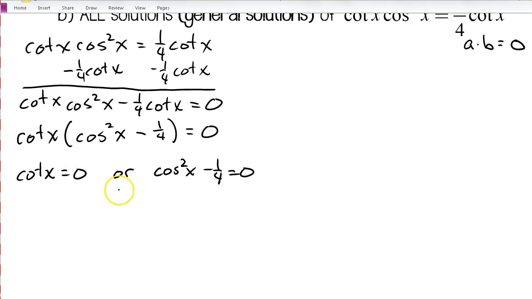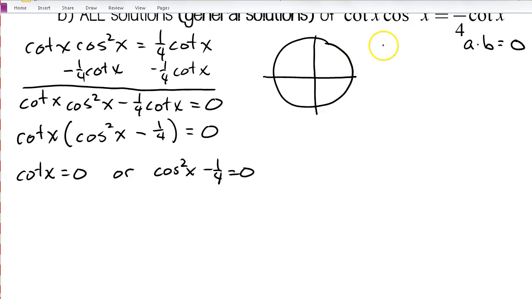Let's start with cotangent x equals 0. So let's take a look at our unit circle. We remember that cotangent of theta is x over y. So in order for the cotangent to be 0, that means that our x has to be 0. So where on our unit circle is the x going to be 0? That's going to be up here at pi over 2.